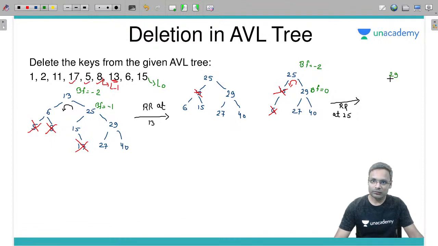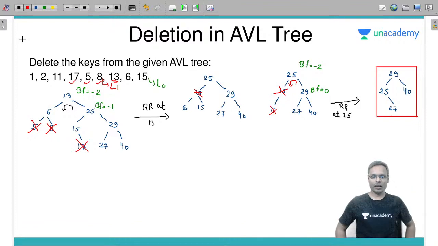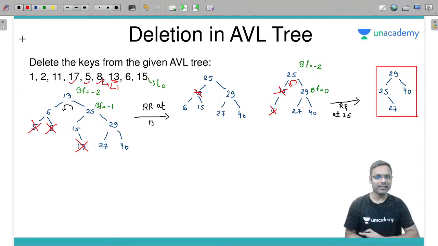You will be having 29 on the root. Let me take blue color only. 29 will be on the root. Left side 25. Right side 40 as it is. Left of 29 will become the right of 27. This will be your final tree. After entire deletion. I hope you all understood this particular concept of deletion.